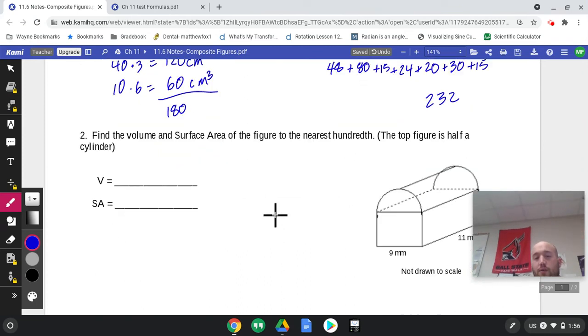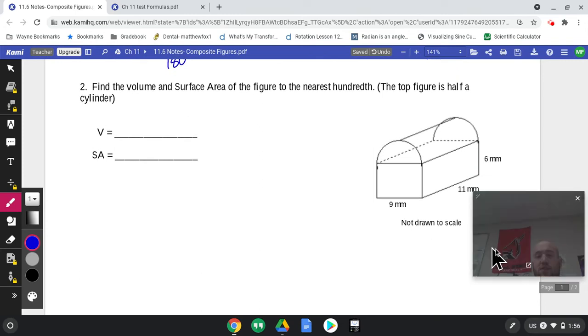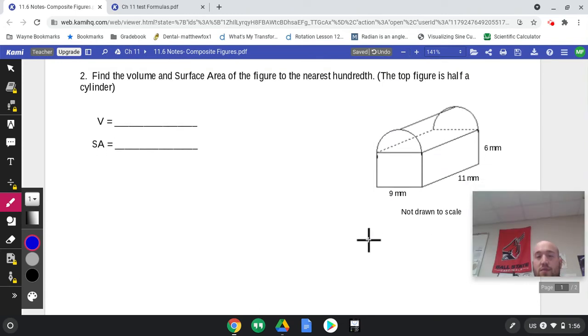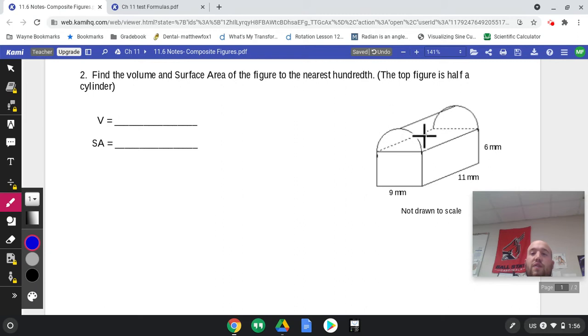So our second one here. Find the volume and surface area just like we just did, except here we have a cylinder that's cut in half and laid on top of a prism. So once again, volume is easy. We can just find the volume of each of these and add them together.